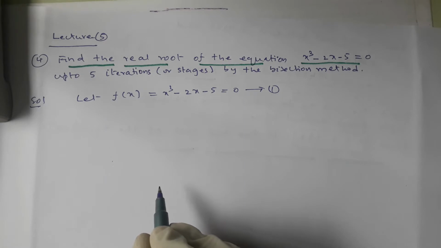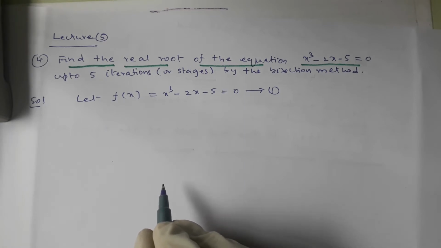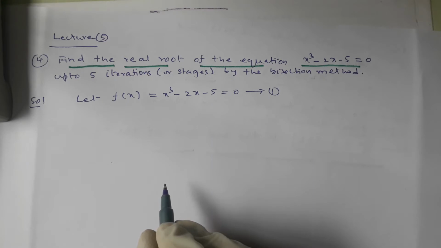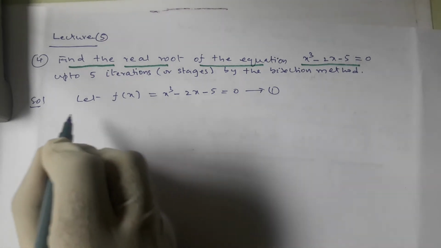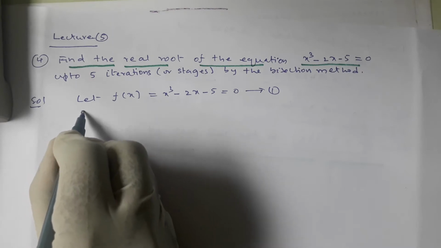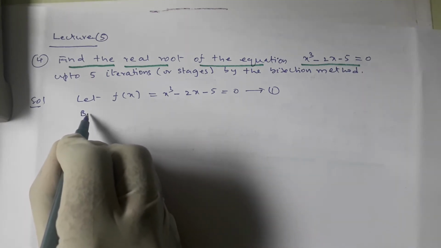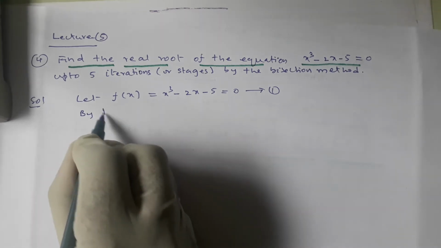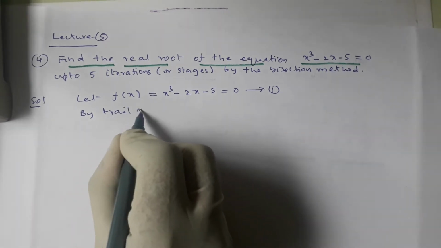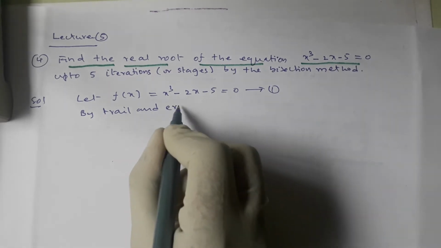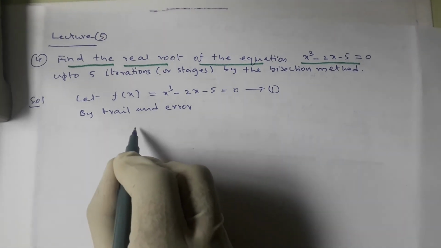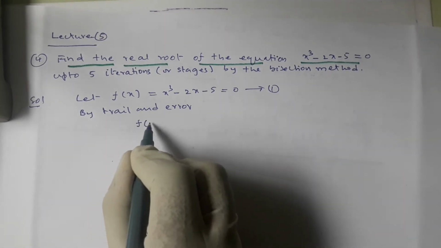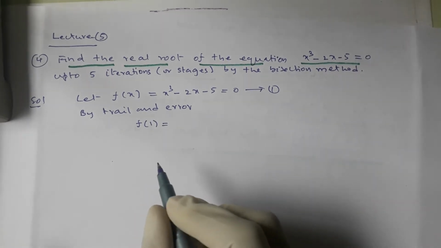And as they are not giving the interval in this problem, in all the previous problems we have the interval. In that interval the required root is lying. Whereas now how to find out the required interval? By trial and error method. Let us do the f of 1 or maybe f of 0 also.